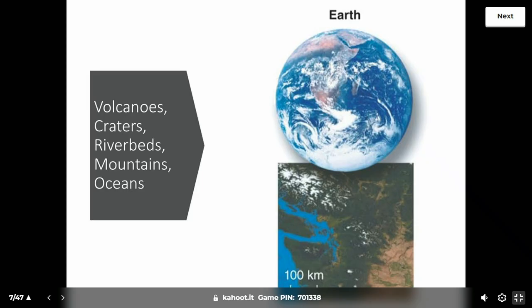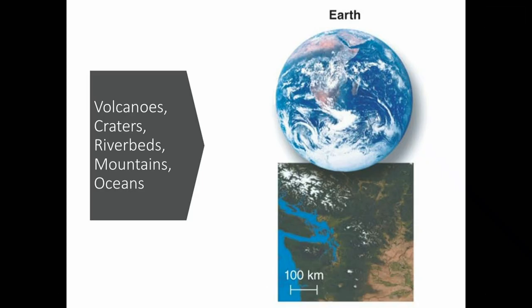And then we get to the Earth. The Earth has just about everything you can think of. It's got volcanoes, it's got craters, it's got rivers, it has mountains, it has oceans, very geologically active.